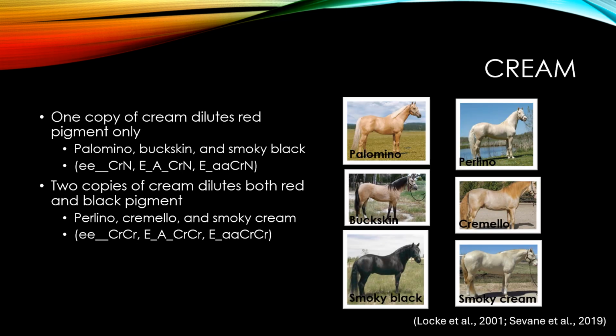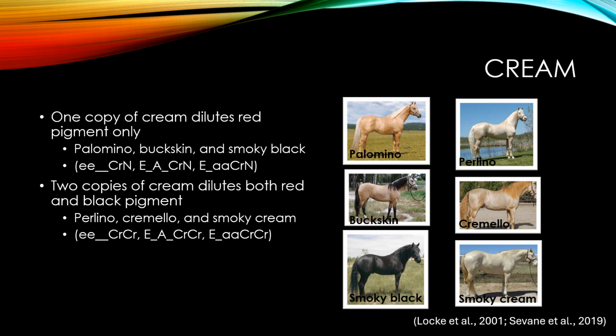The first of our dilution genes is cream. Cream dilutes only red pigment, whereas 2 copies of cream dilutes both red and black pigment. So a chestnut horse with 1 copy of cream is a palomino. They have a lighter mane and tail as well as the body. A bay horse with 1 copy of cream is a buckskin. They have a lighter coat in their body but maintain the black points, mane and tail. A black horse with 1 copy of cream is a smoky black and they still appear completely black. 2 copies of cream results in double dilute where an entire horse is a pale goldish colour.